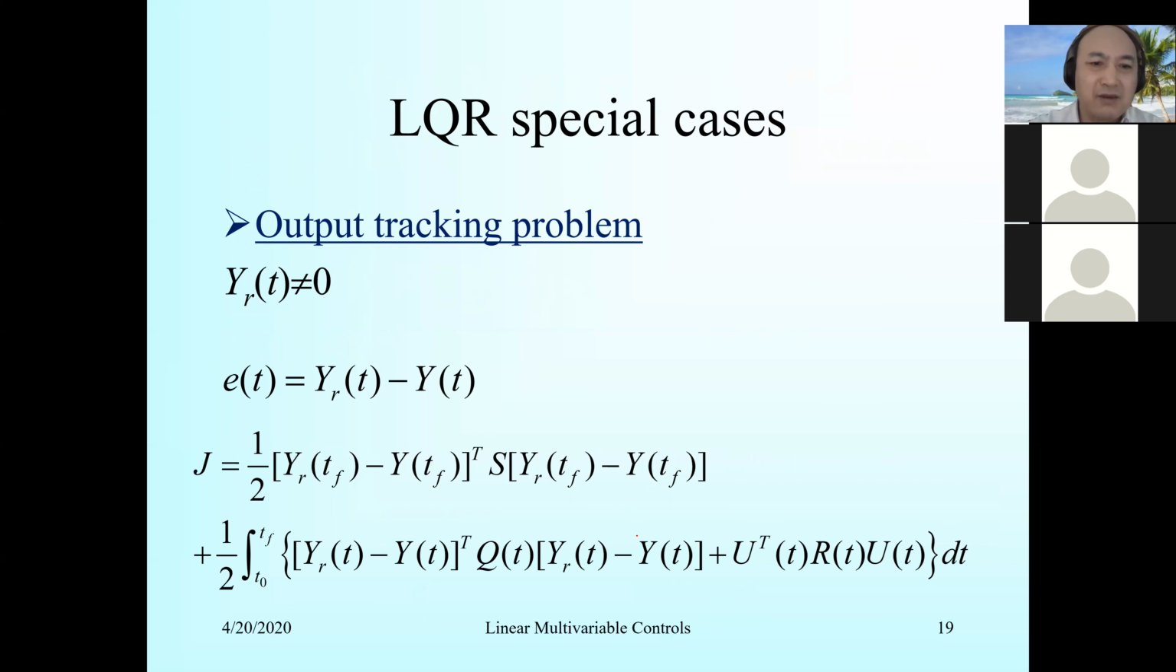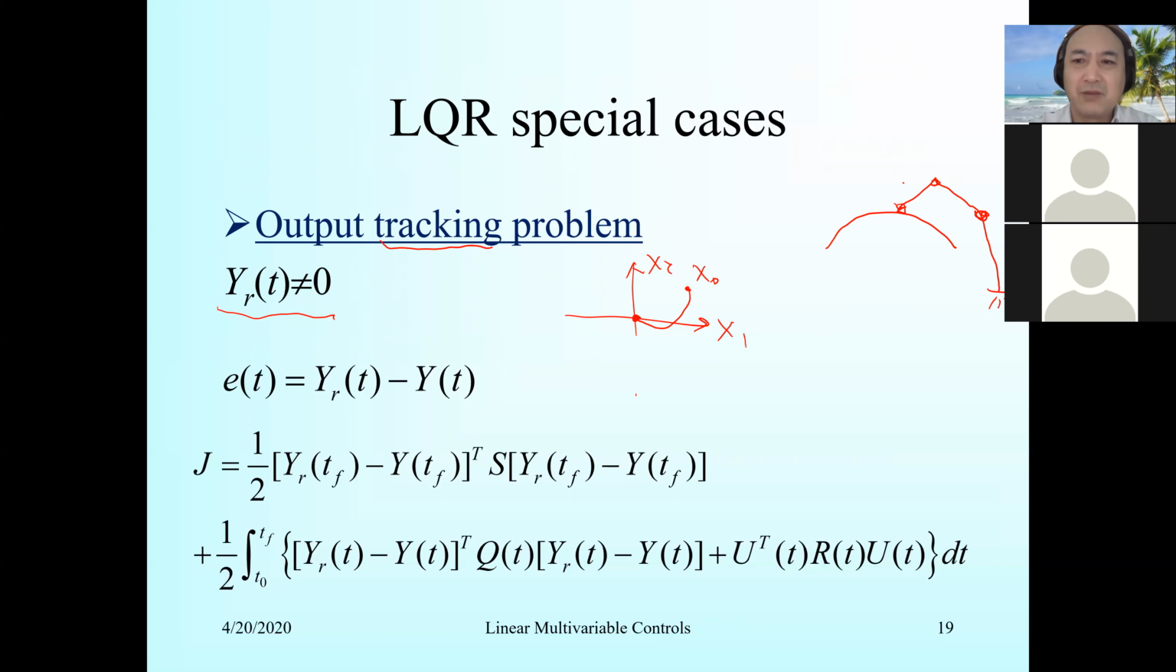There's another thing called output tracking. Tracking means you have a reference that is not zero. It's not like the previous way, where I want you to take x1, x2 from the initial x zero to the origin. It's not like that, okay? Think about it: you have a robot here, and you want to do polishing. You have a desired surface, desired y of r, and it's not zero. So y of r, t is not zero. Say for example, a polishing robot, a surface polishing robot, or a painting robot. Sometimes you do a painting robot, okay.